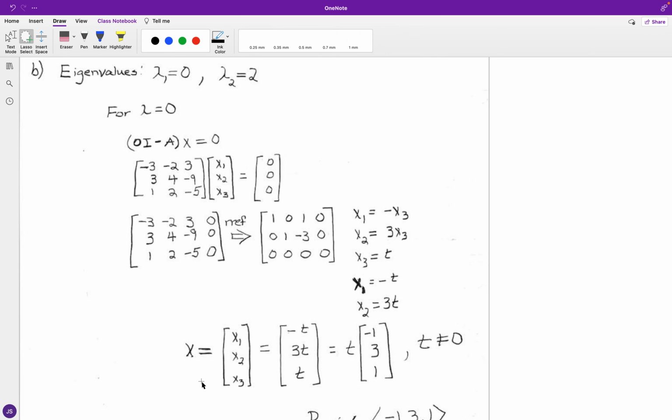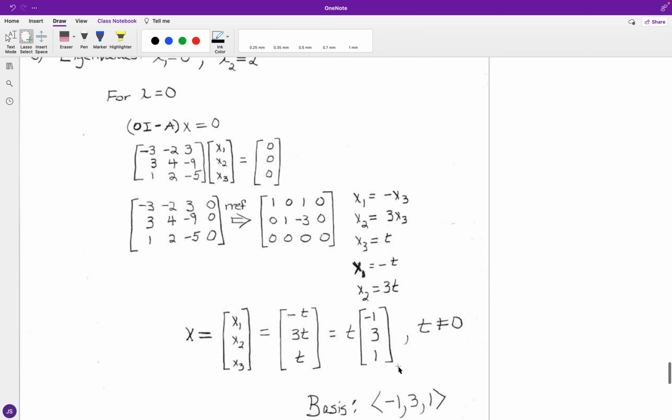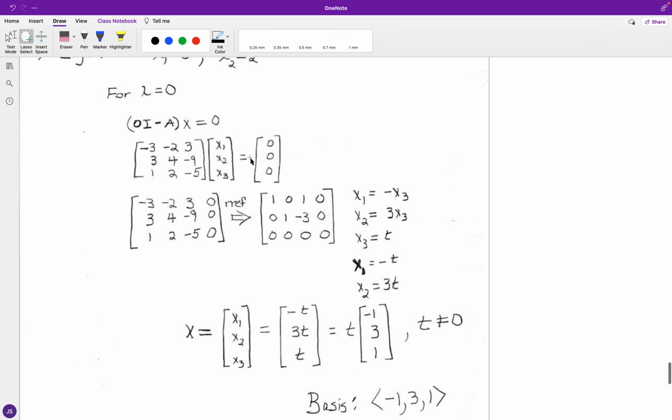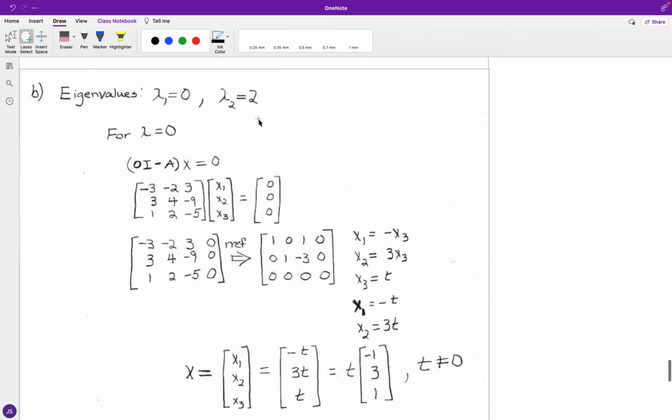So we have for x, the eigenvector, x1, x2, x3, that's going to be equal to negative t, 3t, and t. And factoring out t, we have t times the vector consisting of negative 1, 3, and 1, where t is not equal to 0. So this will be your resulting eigenvector. And we say that the element that will make up the basis will consist of negative 1, 3, and 1. And again, this will be in correspondence to the eigenvalue of 0. Now for the other eigenvalue of 2.